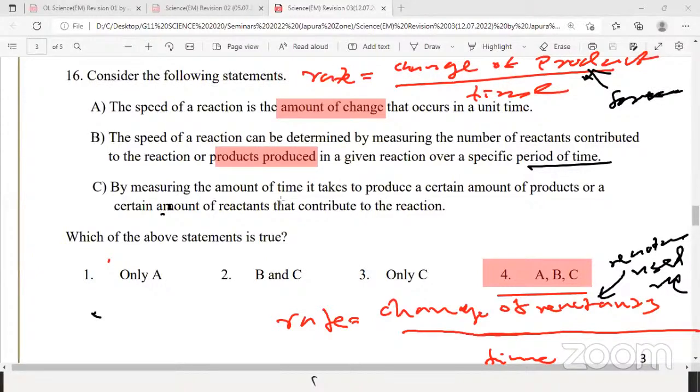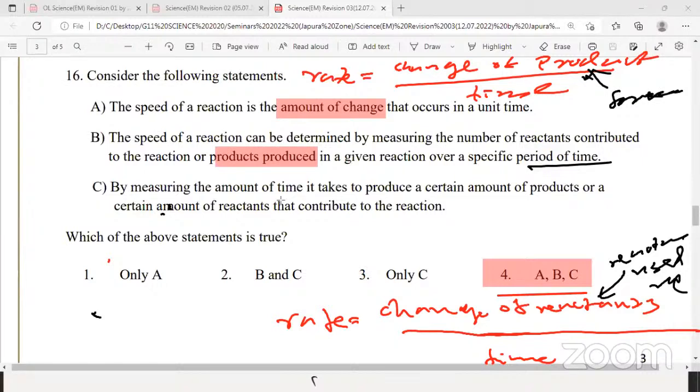Write the equations, everyone. What are the possible equations we can build from this? Rate of the reaction equals the amount of products formed, or the change of products, over time taken, or rate of reaction equals the disappearance of reactants, or the change of reactants, over time taken. If reactants disappear fast, the rate is high. If products appear fast, the rate is high.